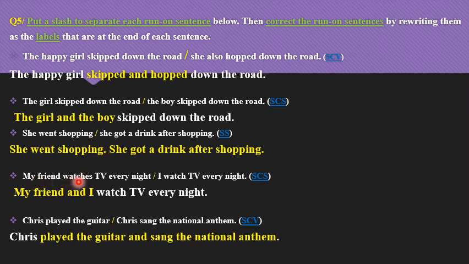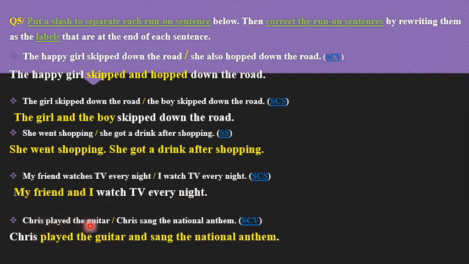My friend watches TV every night. I watch TV every night. So here I'm going to change it to a simple sentence with a compound subject. I'm going to say my friend and I. Friend and I, two subjects together, because that's what it's asking for me. And I'm going to continue with the rest of the sentence. Watch TV every night. My friend and I watch TV every night. I'm going to start it with a capital letter and end it with an end mark.